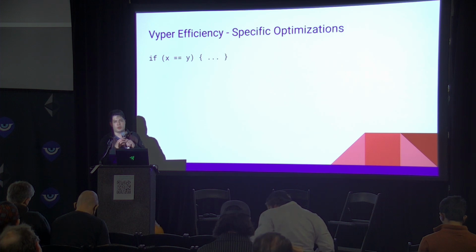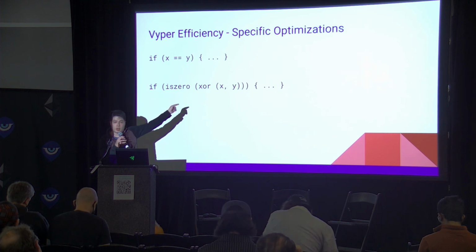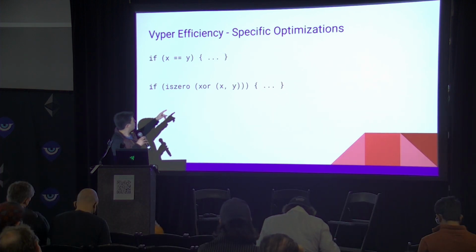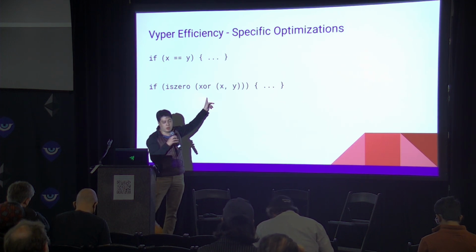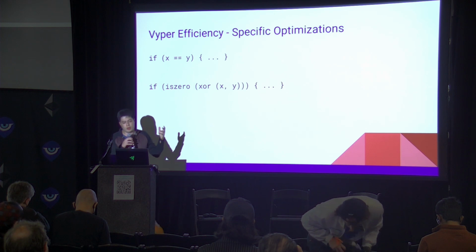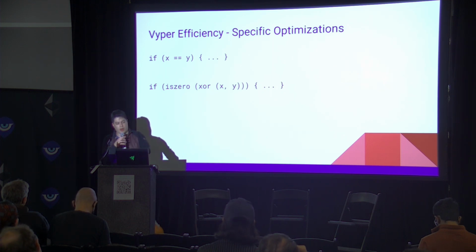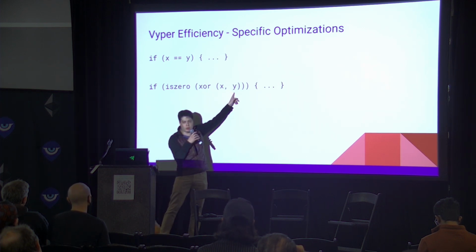Here's another optimization we do: sequences of if x equals y. This is very common, comparing things and then doing something because of it. XOR is a bitwise operation. For those of you who are familiar or not familiar, XOR of 1 and 0 is 1, XOR of 1 and 1 is 0, 0 and 0 is 0. So basically, if two things are unequal, it will return something non-zero. XOR of x and y, if x is equal to y, will return 0.